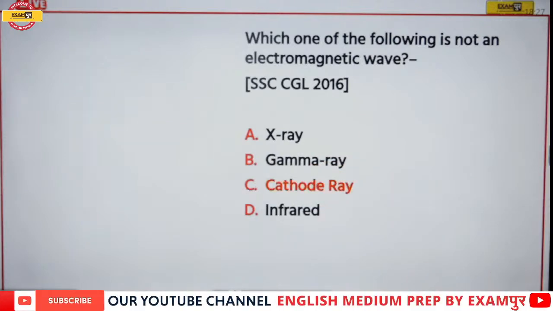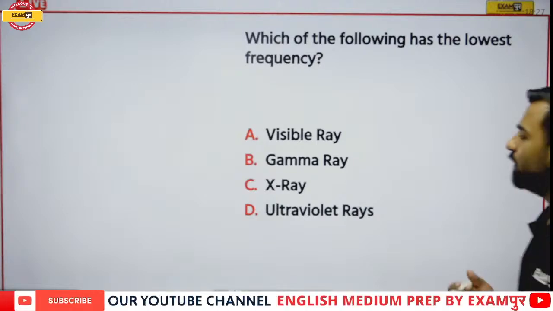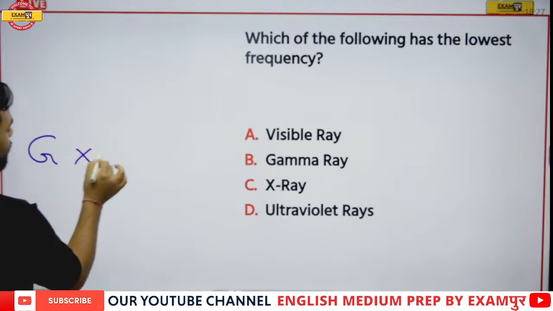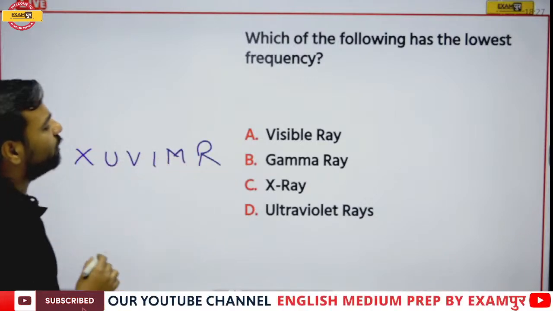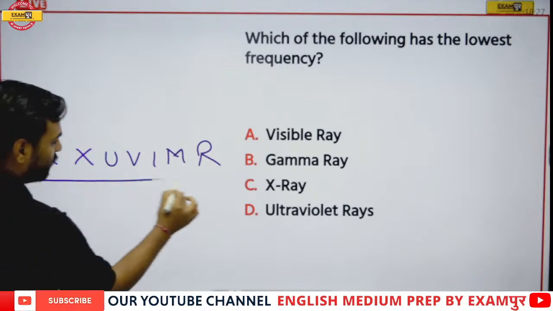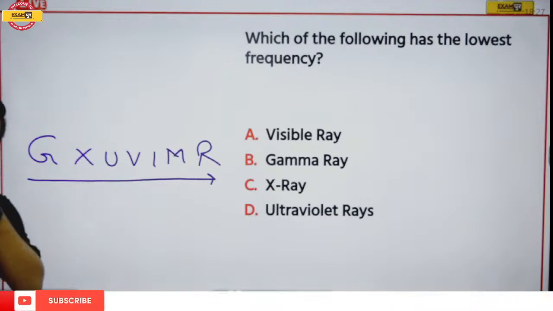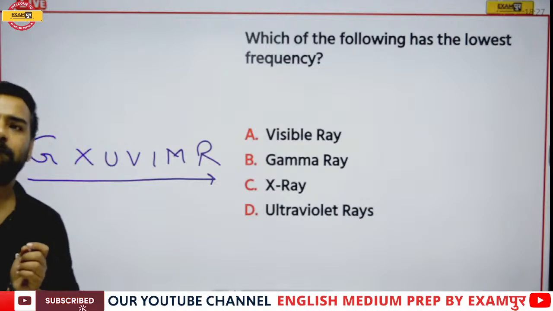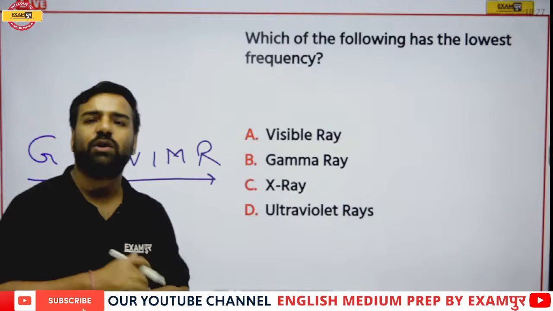Next, which of the following has the lowest frequency? Visible ray, gamma ray, X-ray, or ultraviolet ray? Waiting for the answer. Just have a look at the sequence G, X, U, V, I, M, R. If I talk about the lowest frequency, look at this sequence order and then answer. What is going to be the correct answer over here? Is it gamma ray, visible ray, X-ray, or ultraviolet ray?